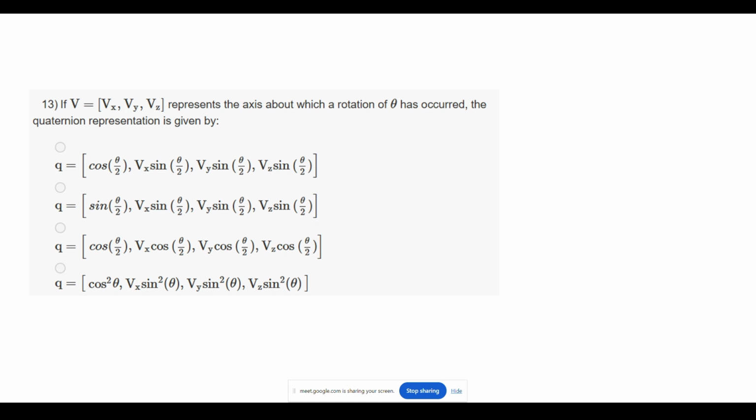If Vx, Vy, Vz represents the axis about which rotation theta has occurred, the quaternion representation is given by cos theta. The answer is supposed to be cos theta by 2, Vx sin theta by 2, Vy sin theta by 2, and Vz sin theta by 2. So A.